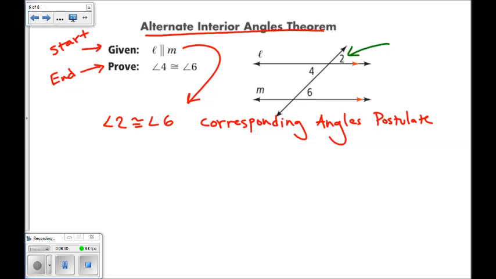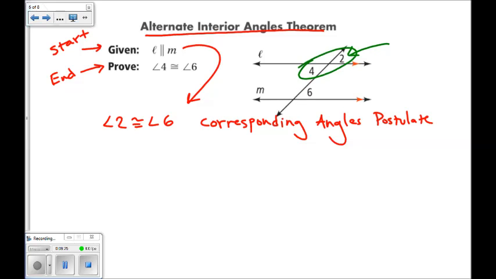Now, can we get anything else from that statement that angles 2 and 6 are congruent? We can know that the angle measures are equal, but that doesn't really help us get to where we want to go. So let's look back at the diagram. What else does the diagram tell us? Well, since I can't go this way, I'm proving that, I can go this way.